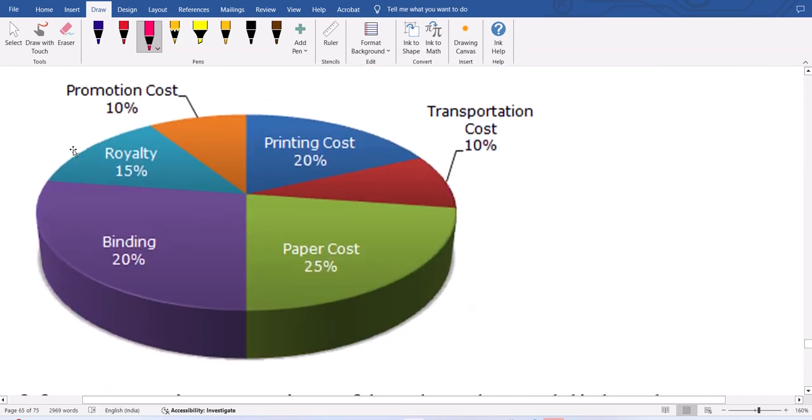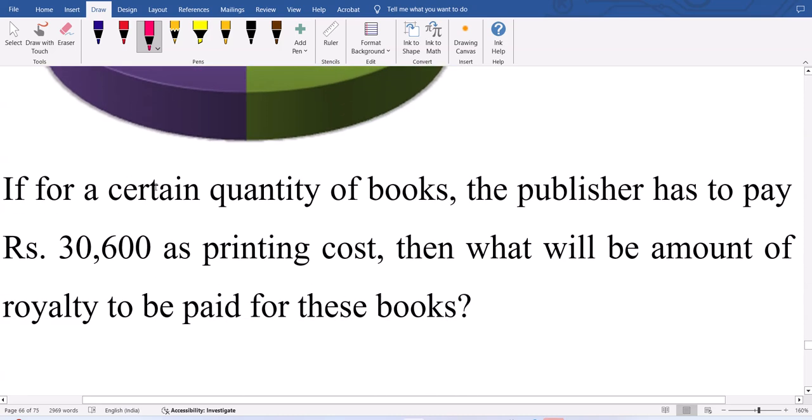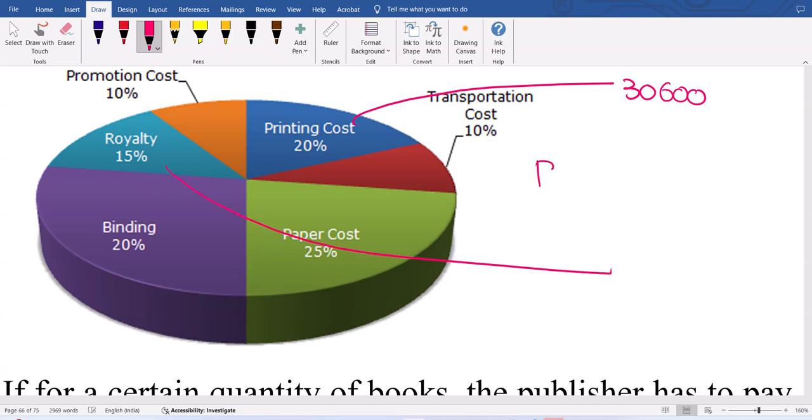Now line pie chart again. Okay, fine. Here the question is, publisher has to pay 30,600 to printing cost. What will be the royalty? Royalty is 15% here. Printing cost is 20%, which is equal to 30,600. They are asking royalty. Royalty is 15%. What is 15% value, please? 20% is 30,600. I want 15% value.